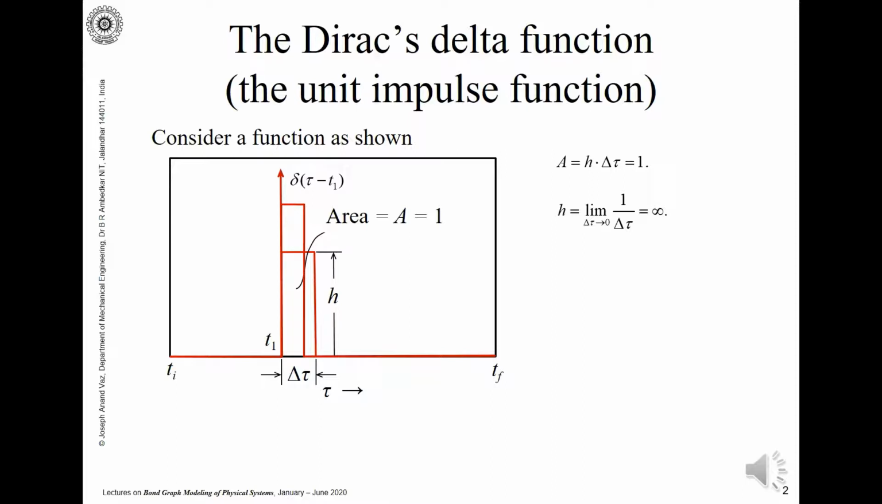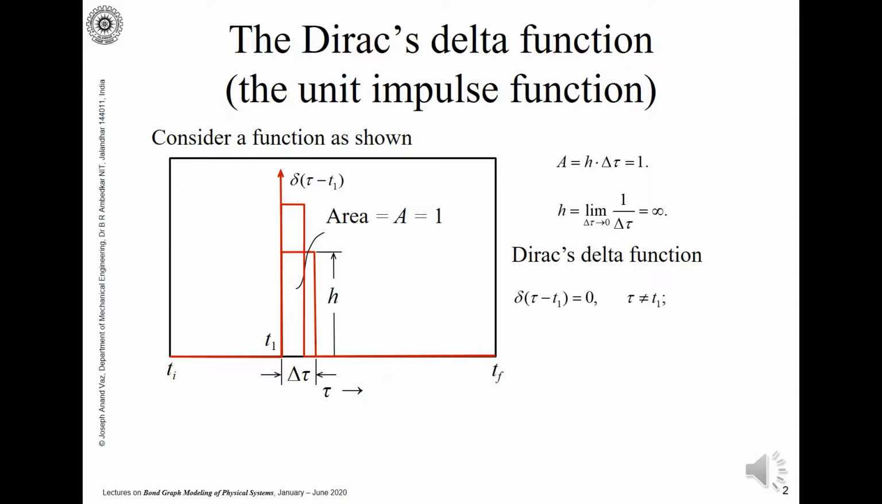And the resulting signal that we get will be like a spike or an impulse, which we represent as delta tau minus t1. This is because it occurs at tau equal to t1. This is the Dirac's delta function. We define it like this: delta tau minus t1 equal to 0 whenever tau is not equal to t1.